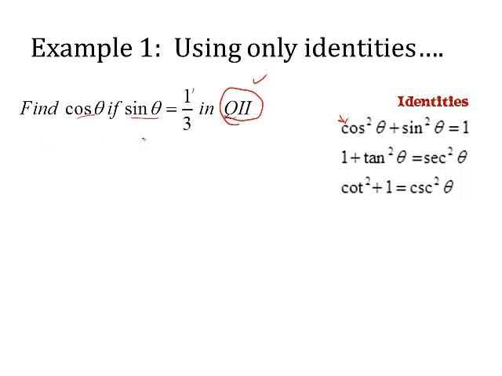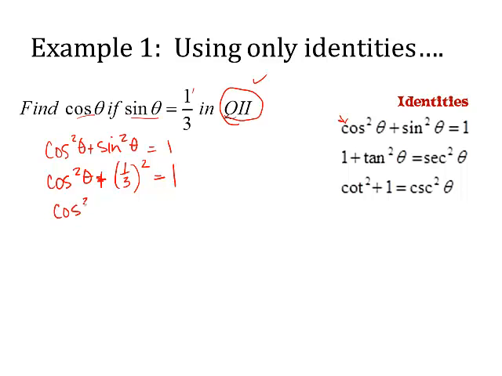So I'm looking for cosine. I'm just going to write this identity out. Cosine is still my unknown. This says sine squared plus cosine squared equals 1. Well, the sine is 1/3. That's a plus sign, sorry. So I'm going to do 1/3 squared plus cosine squared equals 1. Solve it. 1/3 squared is 1/9. So I'm going to subtract 1/9 from both sides.